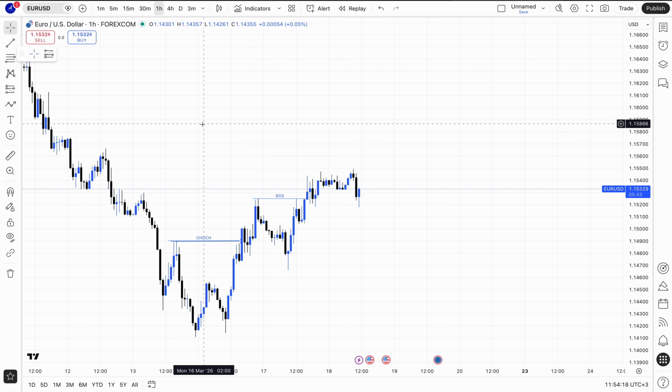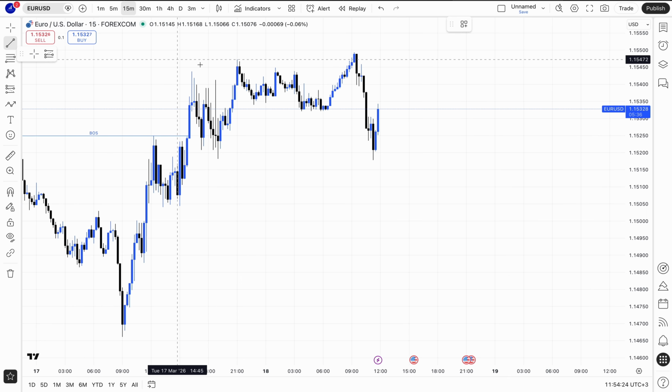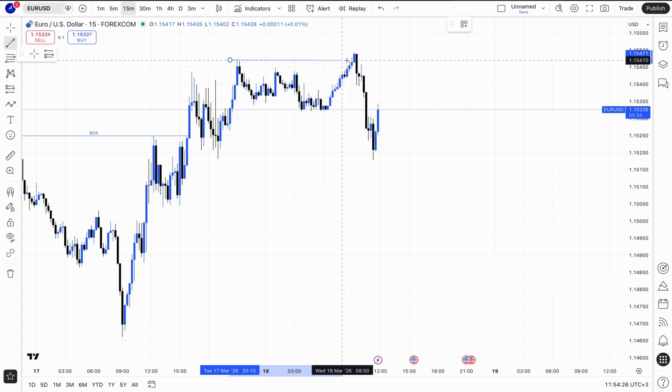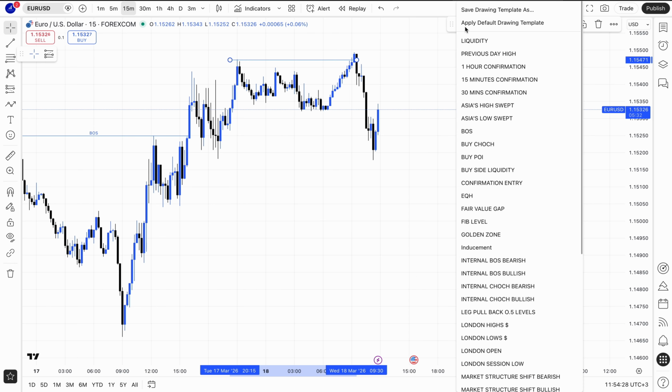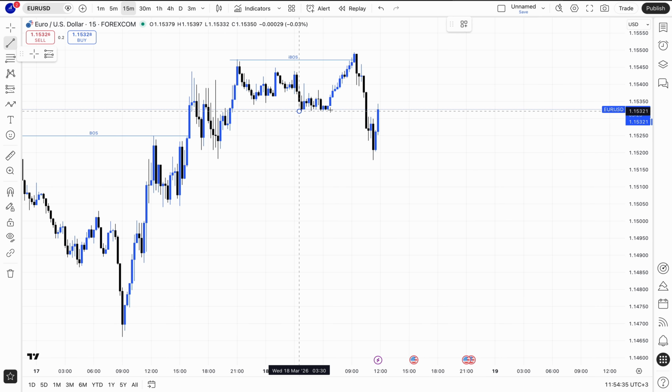Then you had to move to our internal structure, which is the 15 minutes. And if you see here closely, on our 15 minutes, we had our continuation breakout structure to the upside, but this time around it's internal structure. So then we got our change of character to the downside. That means external structure is bullish and internal structure is bearish. So we can still take a trade. Either you can trade that pullback or continuation. It depends on the market delivery and the opportunity in the market.